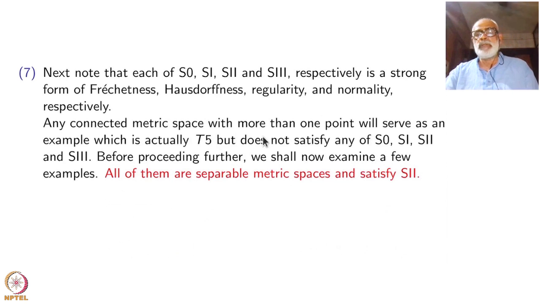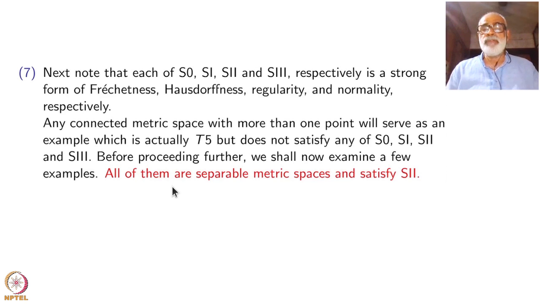Any connected metric space with more than one point will serve as an example which is actually a T5 space, right? But does not satisfy any of the S0, S1, S2 and S3. Only thing you have to put is connectivity. None of the spaces S0, S1, S2, S3 are connected spaces. That is the meaning of why this S0 brings the connection between connectivity and separation.